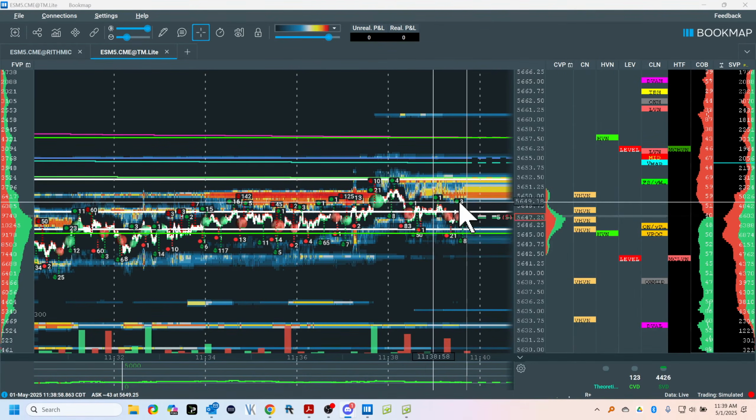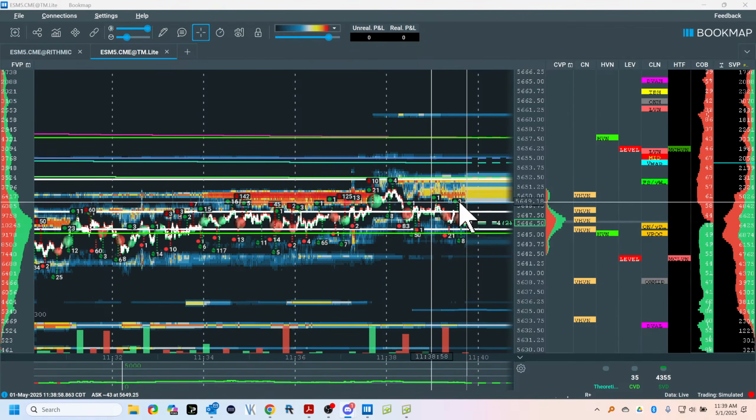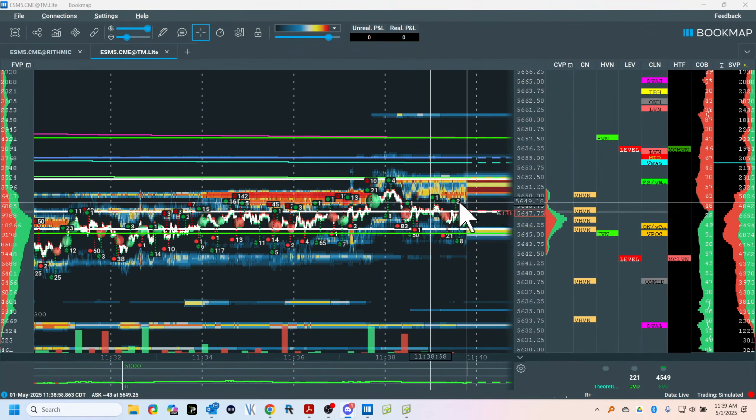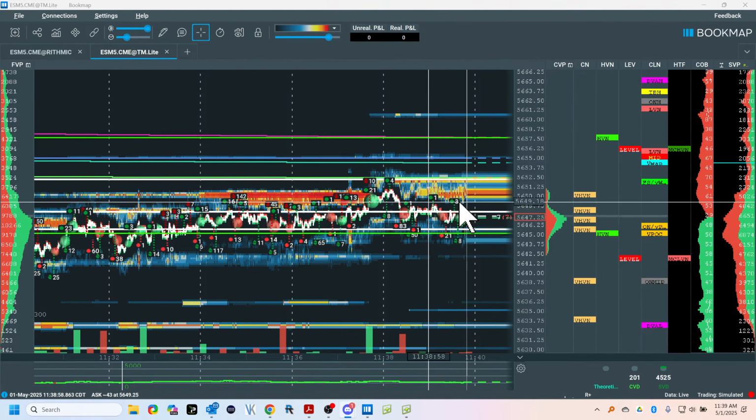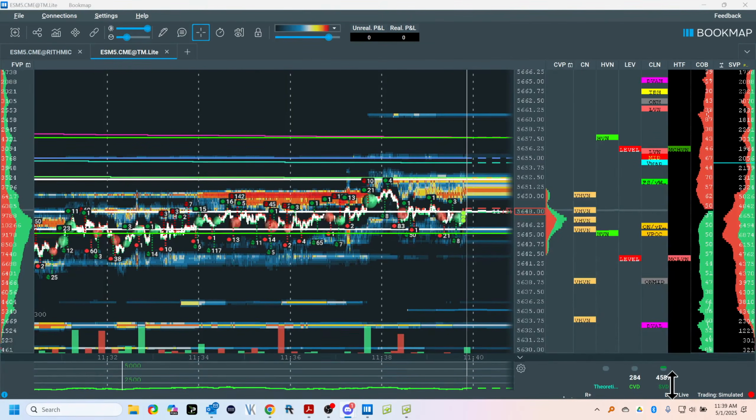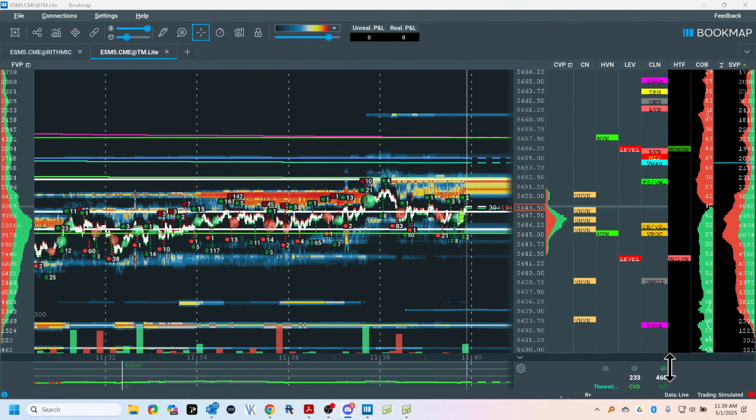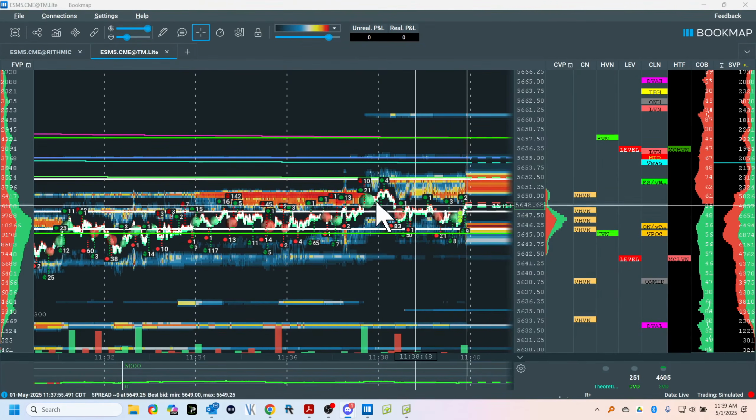CVD? I don't have any settings for CVD, and I really don't use it. I don't use CVD. They're just on here because I don't notice it.